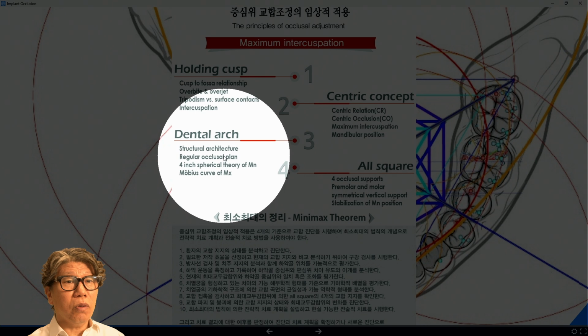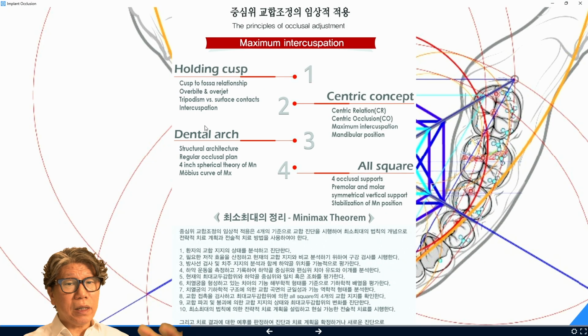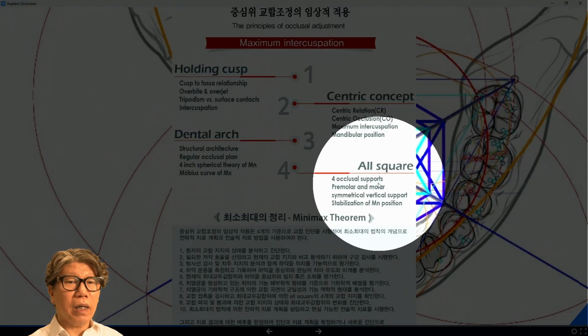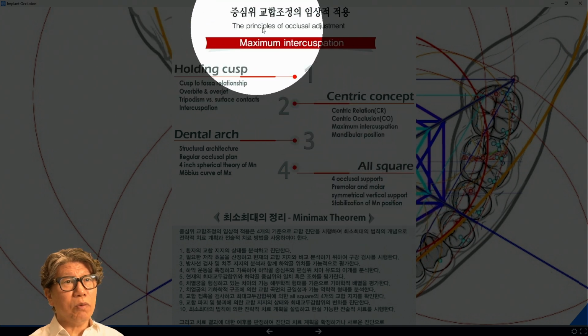Next, the arch structure. If the arch structure is not achieved in the teeth, malocclusion occurs. Then, issues arise even if just one tooth is missing. If it tilts towards the missing side, the occlusal contact changes entirely. This issue is a bit challenging. It's beneficial to form an arch structure, and establishing an all square seems to be the key point in centric occlusion adjustment.